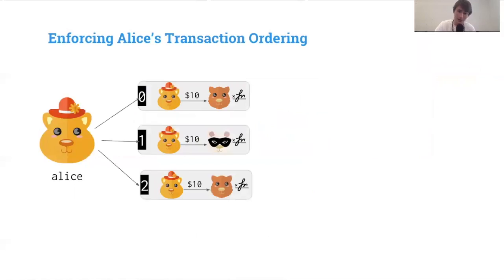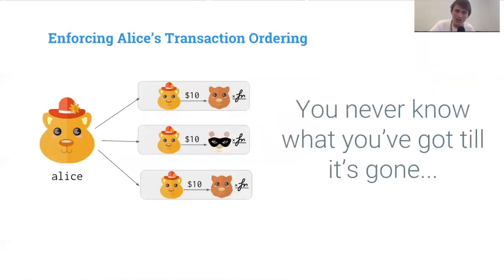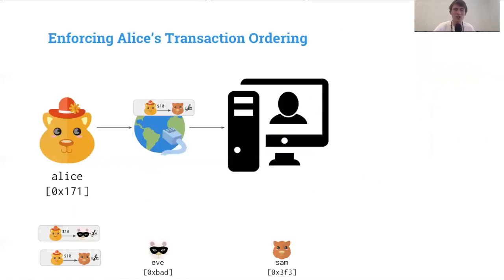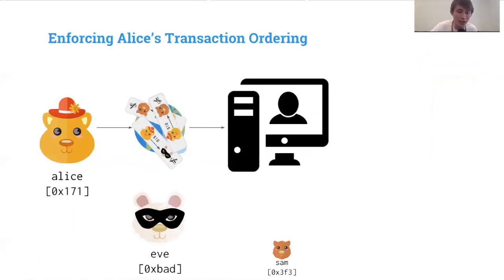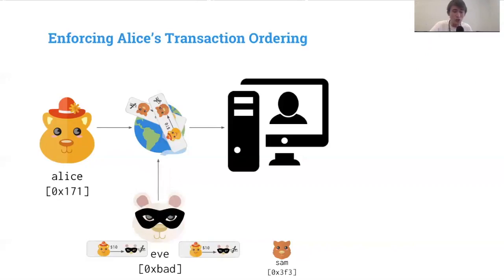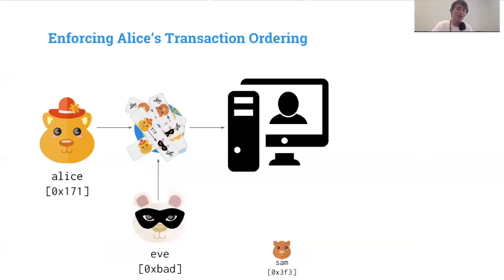But let's try this again without nonces. Sorry. Now, we remove the nonces, and you never know what you got till it's gone. This is going to be bad. So, we send these 3 transactions, and they get jumbled up in the tubes of the interwebs. And Eve listens once again to the transactions and duplicates it and sends a duplicate of the transaction over the interwebs again.